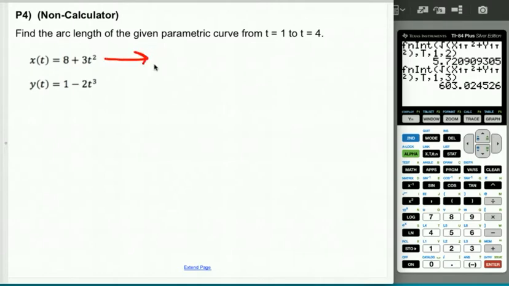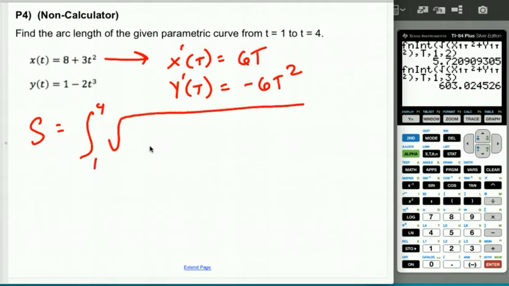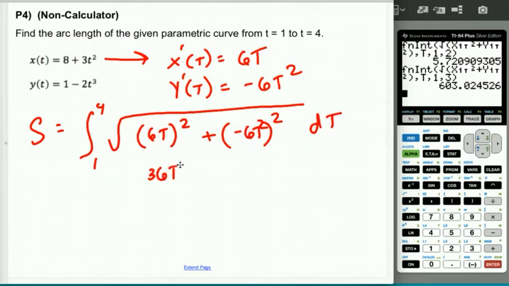So I need to find x prime of t, which is going to be 6t. And I need to find y prime of t, which is going to be negative 6t squared. And that means that my integral for my arc length is going to be the integral from 1 to 4 of the square root of 6t quantity squared plus negative 6t squared quantity squared dt, right? When I clean this up, this is 36t squared, and this is plus 36t to the 4th, because it's t squared squared.